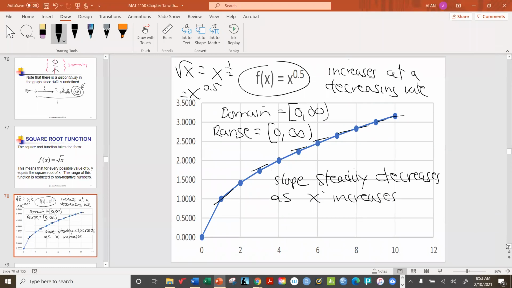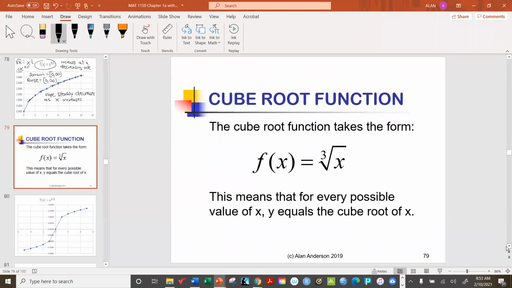Okay, so I think there's one or two. Is there one more? Yeah. Oh, here we go. The cube root function. So don't forget, this actually is the same thing as x to the 1/3 power. We call that a cube root. For example, the cube root of 8 is 2 because 2 cubed is 8.